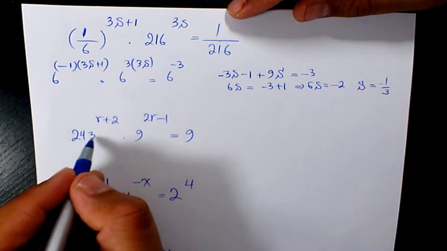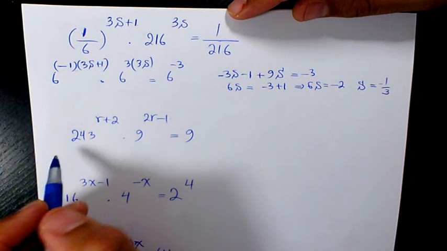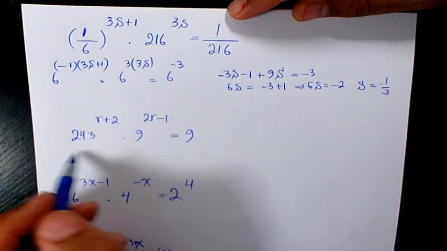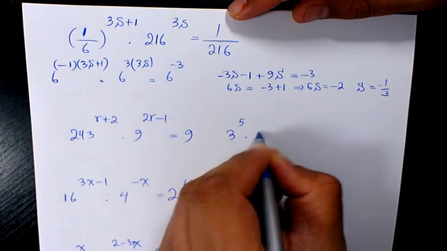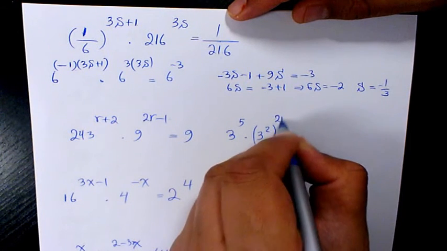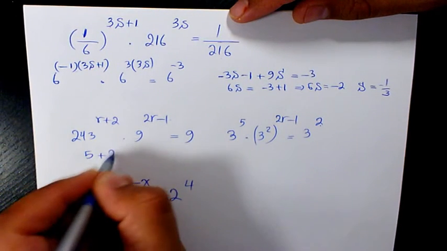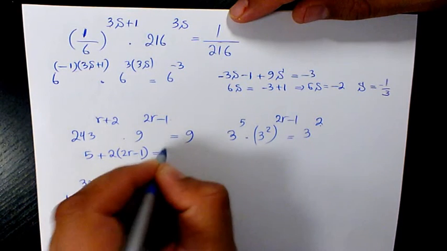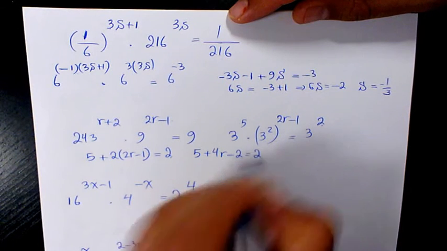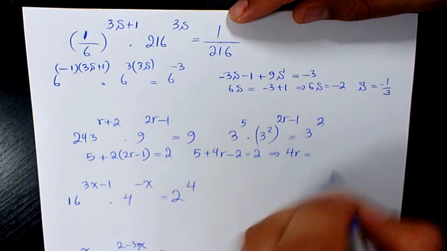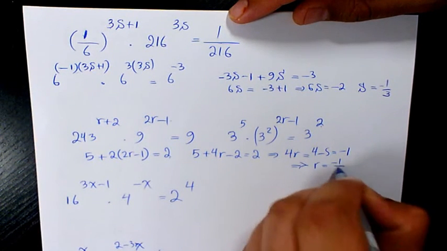Next one, 243 to the power of r plus 2 times 9 to the power of 2r minus 1 equals 9. So we can convert everything to 3. So 243 is 3 to the power of 5, times 3 to the power of 2 for 9, to the power of 2r minus 1 equals 3 to the power of 2. So we have 5 plus 2 times 2r minus 1 equals 2. So that's going to be 5 plus 4r minus 2 equals 2. So we have 4r equals 4 minus 5, which is negative 1. So therefore r equals negative 1 over 4.